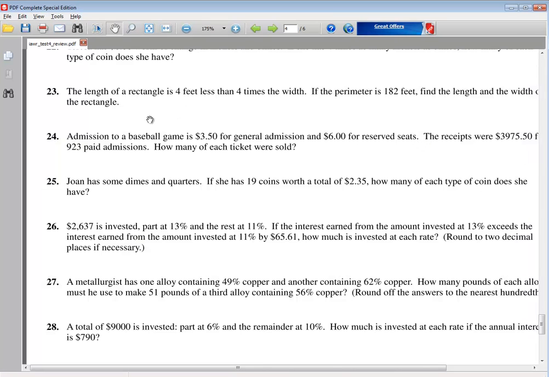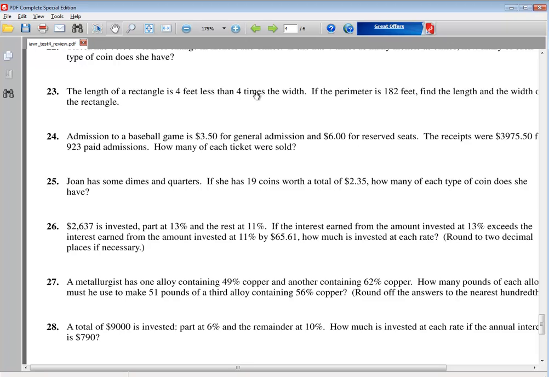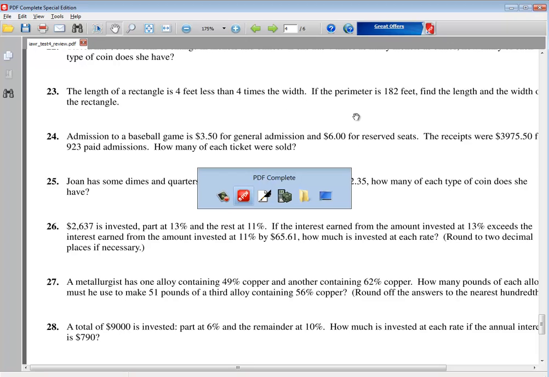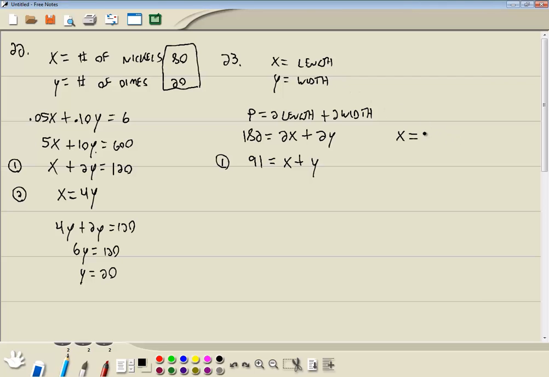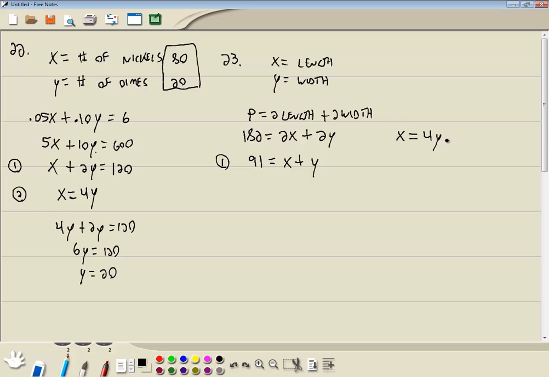Our second equation. The length of a rectangle is 4 feet less than 4 times the width. Length of a rectangle we said was x. That's our equals, 4 feet less than 4 times width. 4 times the width, which was y. Here's the hard part. 4 feet less. I think this should be a minus 4. Sometimes it's a plus 4, and I just don't see it. Okay, that's our second equation.